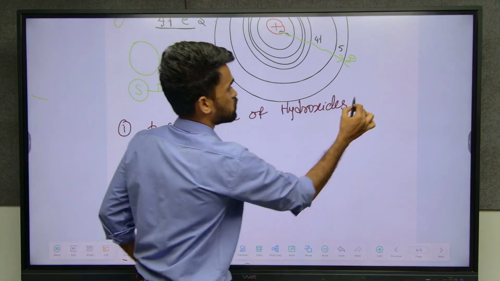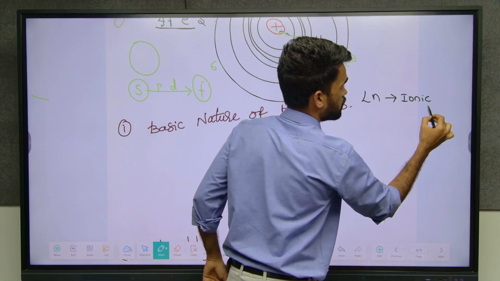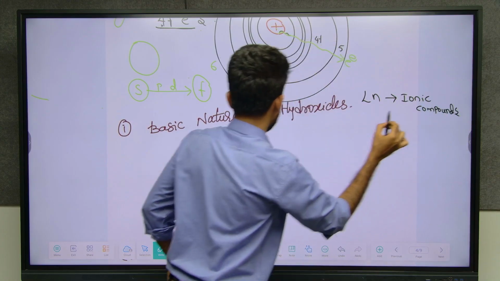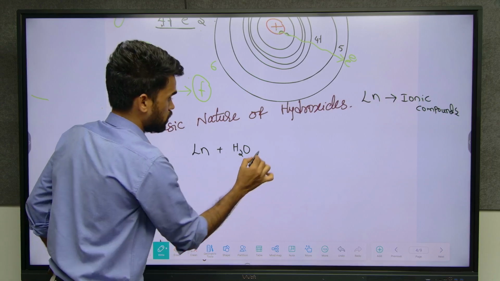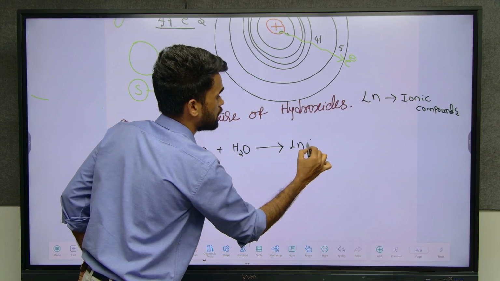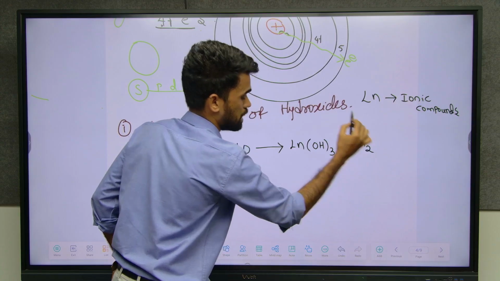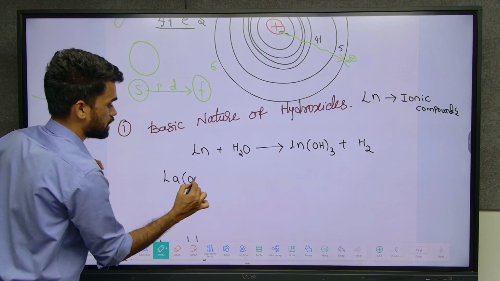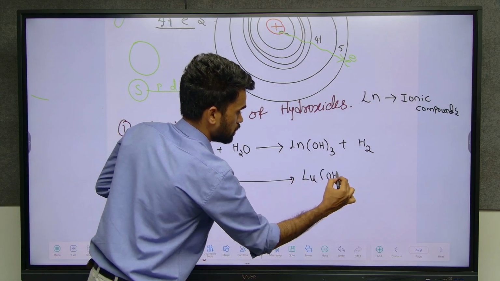Now due to this reason, what happens to its basic nature? Lanthanides form ionic compounds. Now see, lanthanum upon treating with water forms lanthanum hydroxide, and H2 gas will be released. So let us say we have lanthanum hydroxide to lutetium hydroxide.